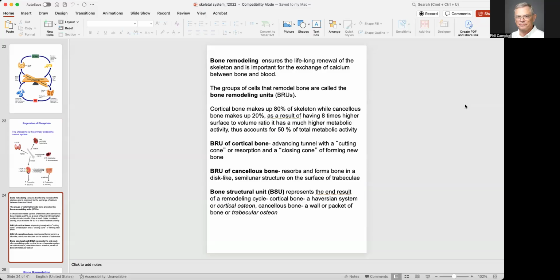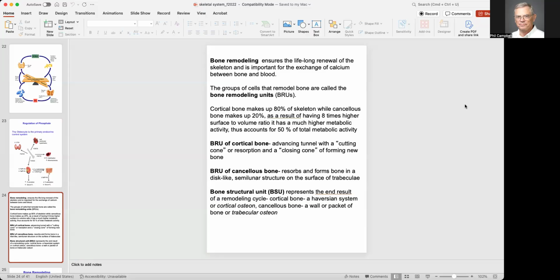Now, if we drop on down and look at remodeling of each of these bones, cortical versus trabecular, when I introduced lamellar bone at the beginning of the lecture series, let's go back and revisit that. Where does that come from? So we have bone remodeling. That means we've broken down cortical bone and remodeled it. We've broken down trabecular bone and remodeled it.